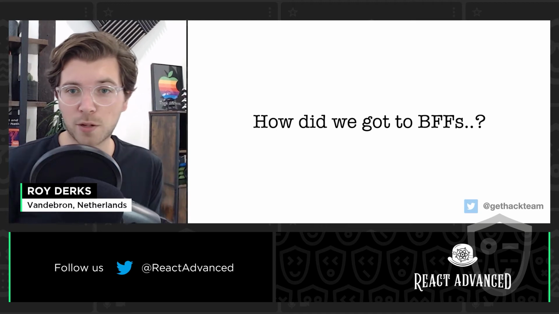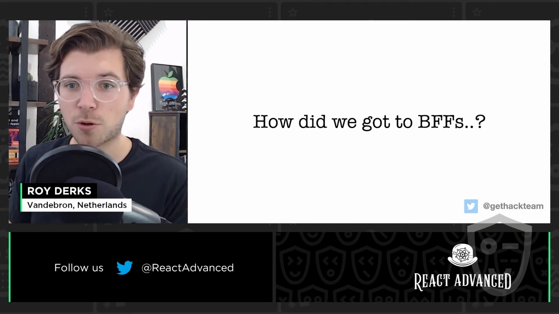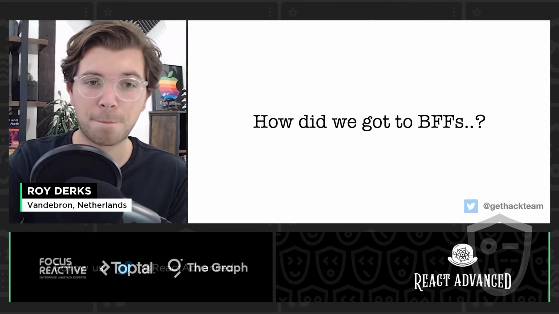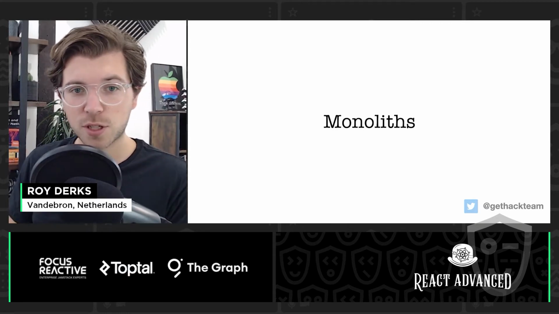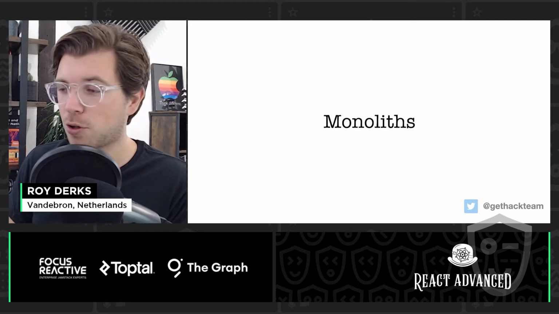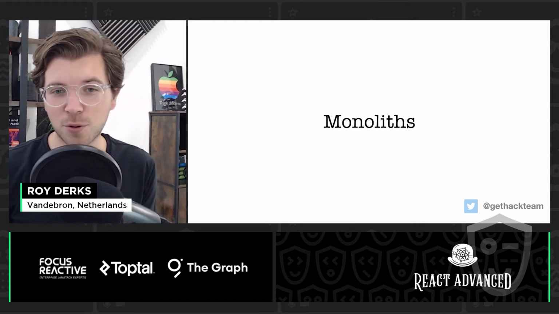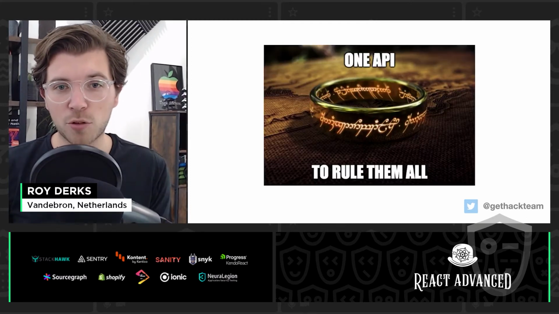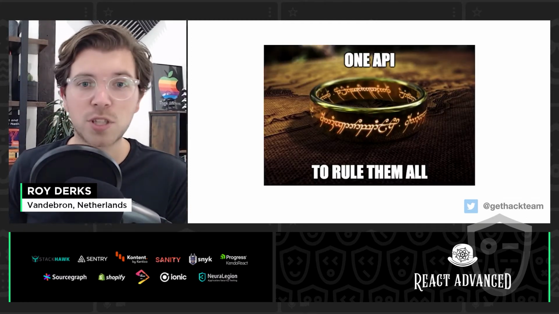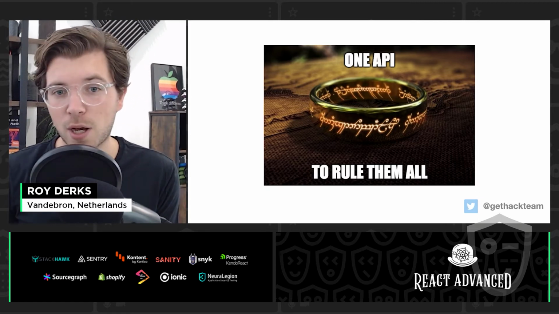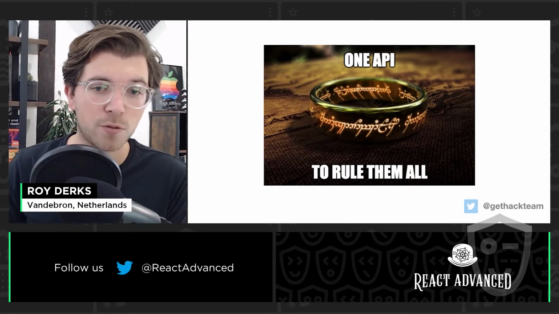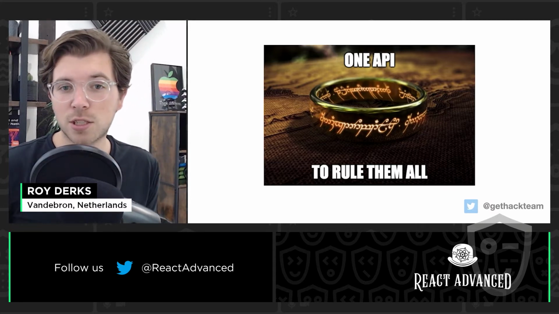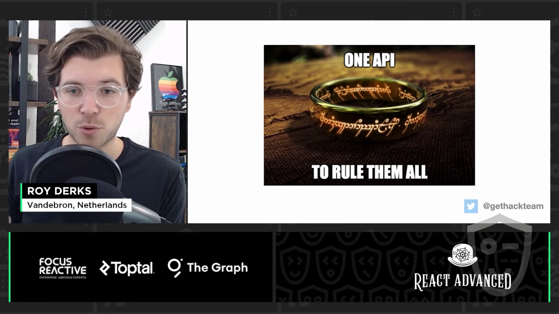So how do we get to backend for frontend? Backend for frontends, or BFFs, as I already said, how did we actually get there? I think the first time most of you got in touch with an API was with monoliths. Monoliths are, as they say, one API to rule them all. Monoliths can be REST APIs, they can also be GraphQL APIs, maybe even SOAP if you started web development or development in general a long time ago. So monoliths are basically one API to rule them all.